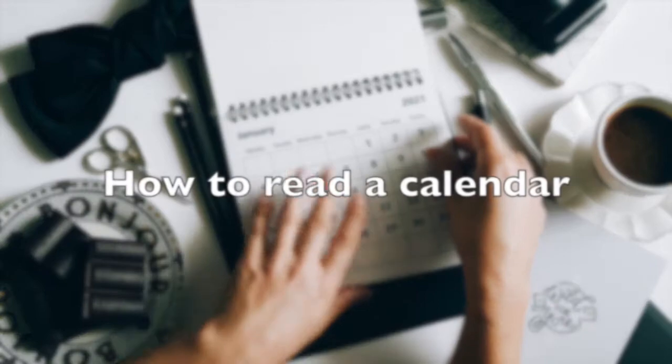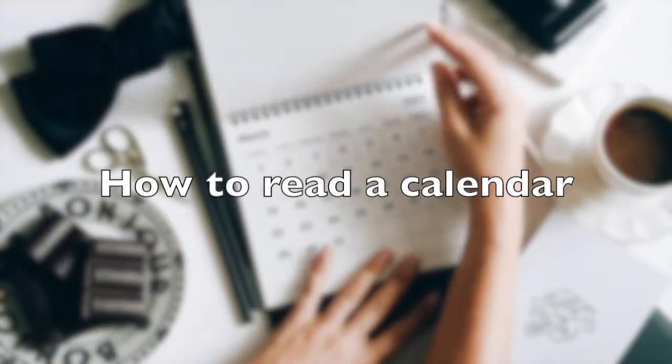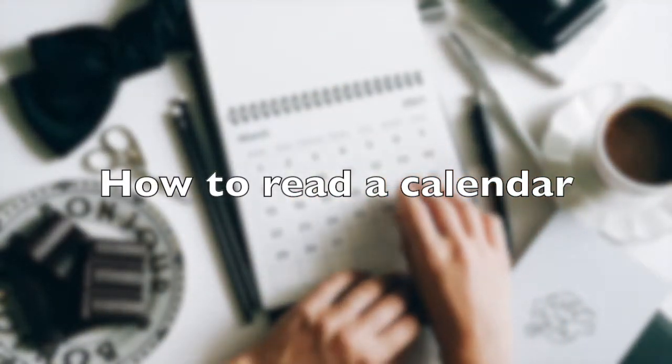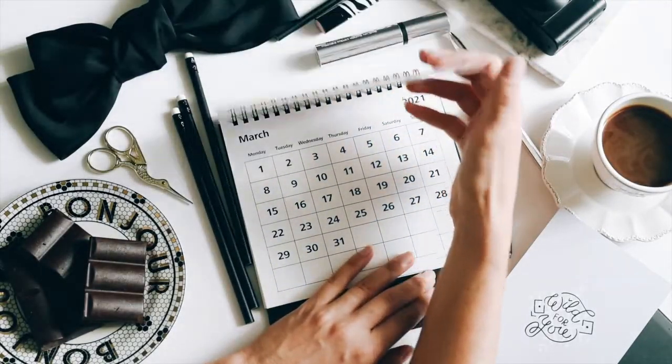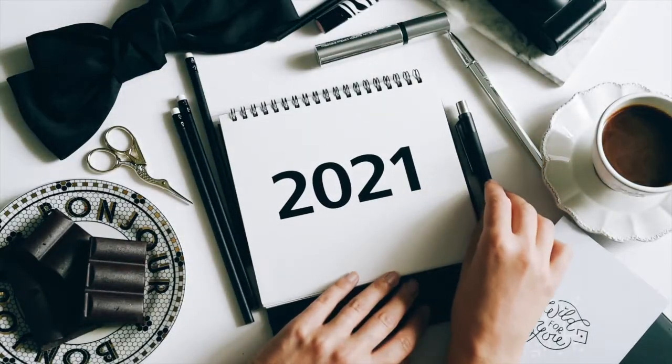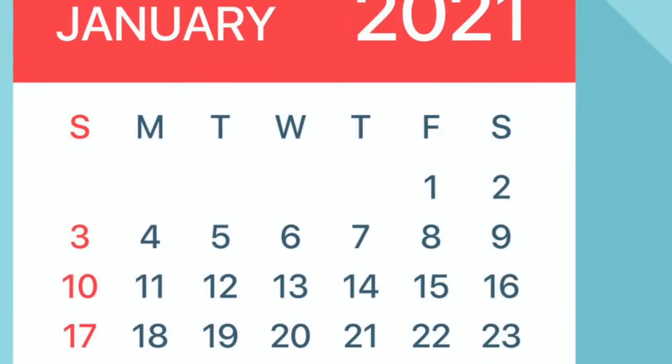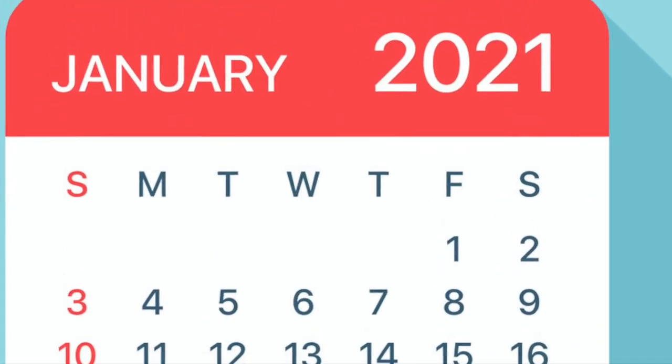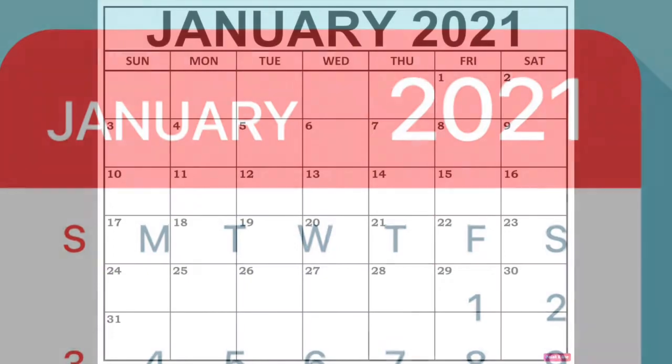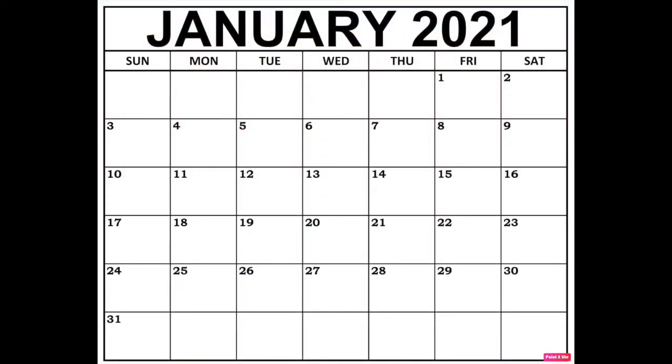Now we're going to look at the calendar of months and how we read it. You'll probably remember some of this from last year. So we're going to look today at the month that we're in right now, which is January 2021. So here is a picture of how January is represented on a calendar.